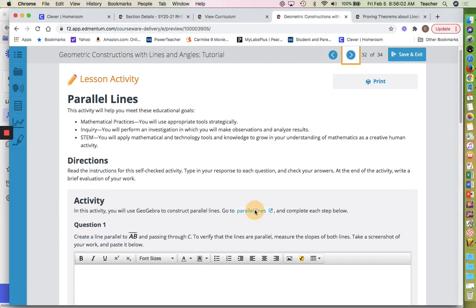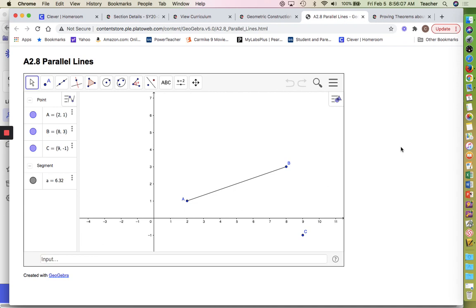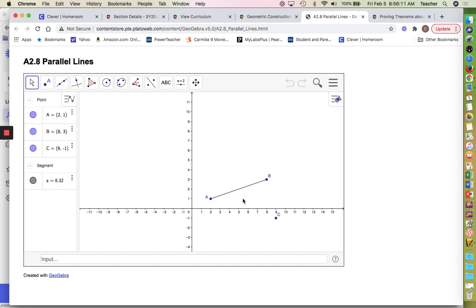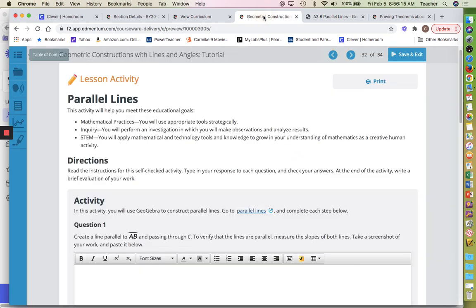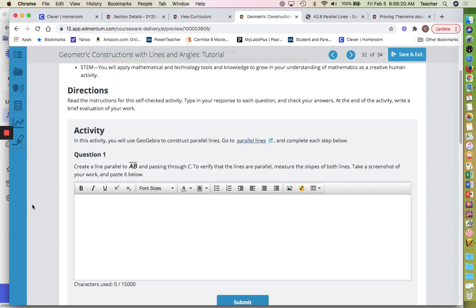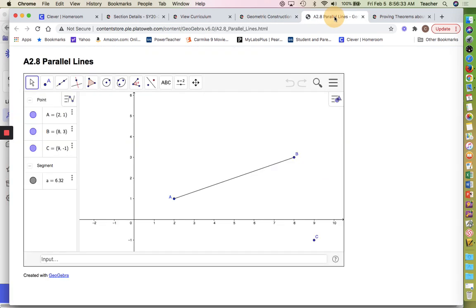So let's see. I'll click on my GeoGebra here. Alright, so it looks like they give me one segment and the dot out here. Yeah, that's all they give me. Okay. Let's see. Create a line parallel to AB passing through C. To verify that the lines are parallel, measure the slopes of both lines. Take a screenshot. Alright, so I got to create a line parallel to AB passing through C.